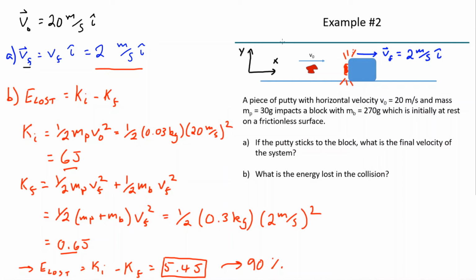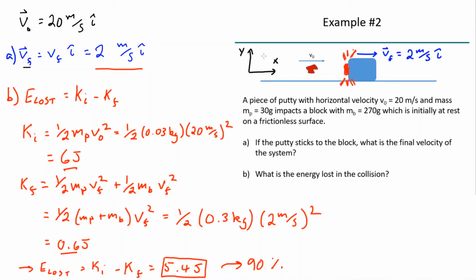Well, some of this energy goes into sound. When the putty smacks into the block, some energy gets carried away as sound. It makes a sound, it goes whack. Some of the energy goes into heat. This little piece of putty is going to heat up a little bit. It goes into thermal energy.